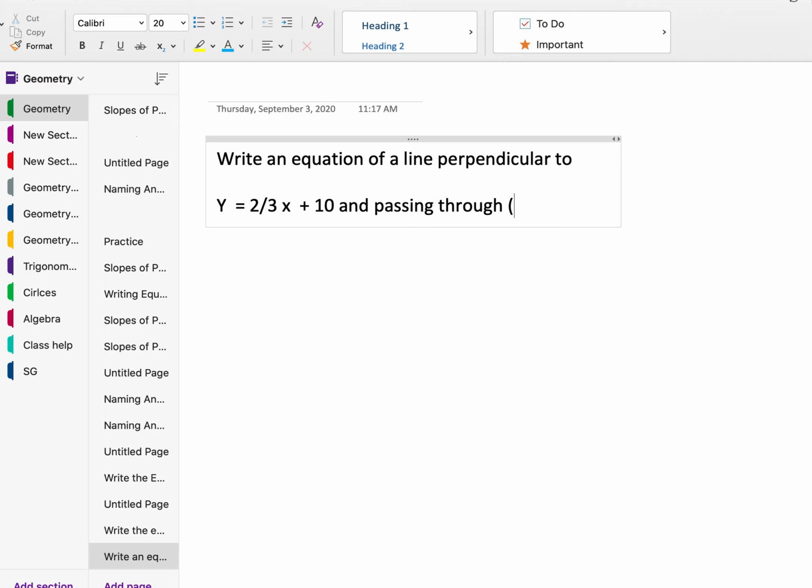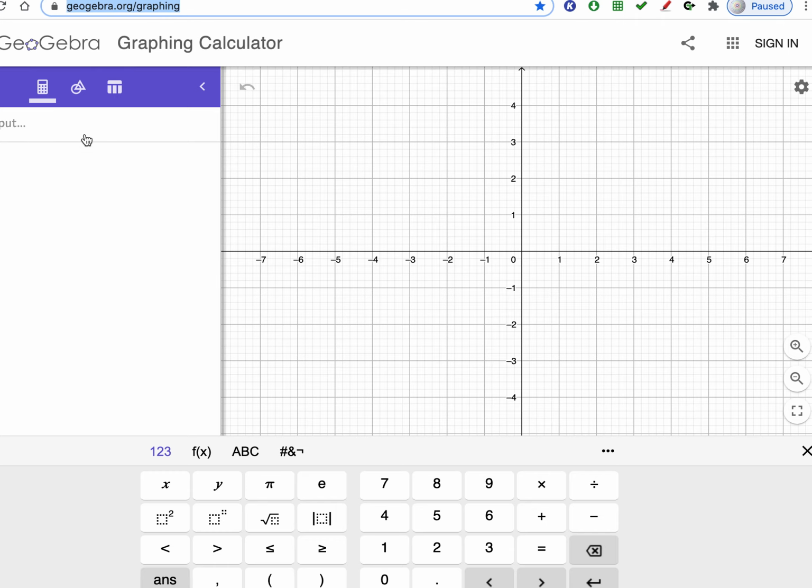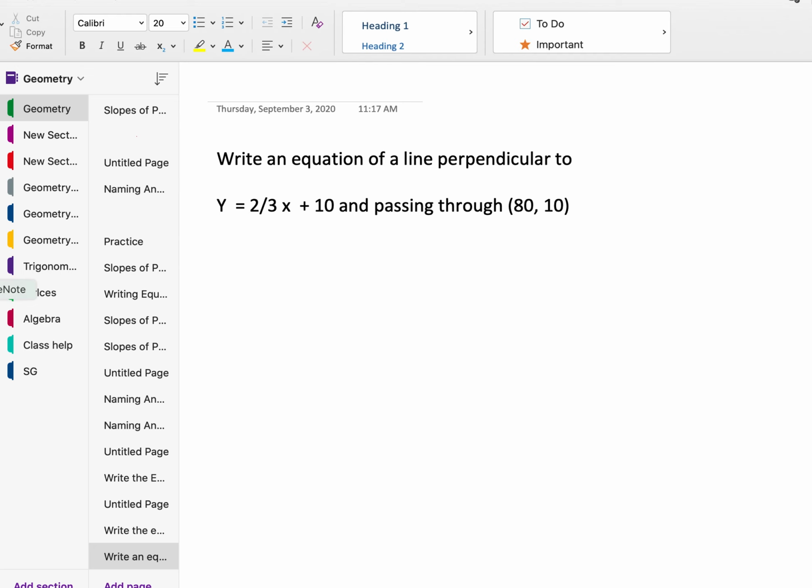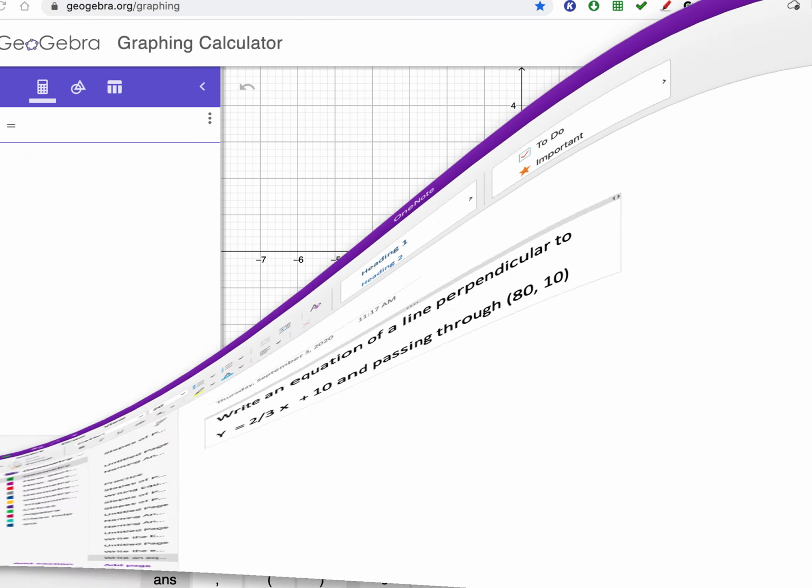Now let me show you on the graph for a moment what that's going to look like, because that's another important part of this. I want y equals, let's say, what was the equation we just did? 2/3 x plus 10.